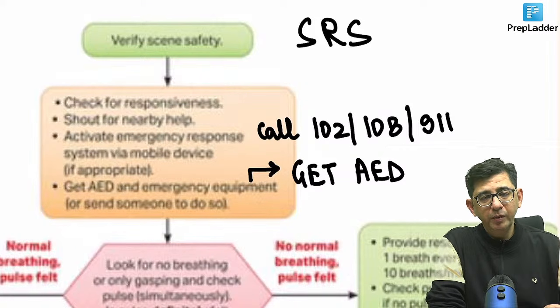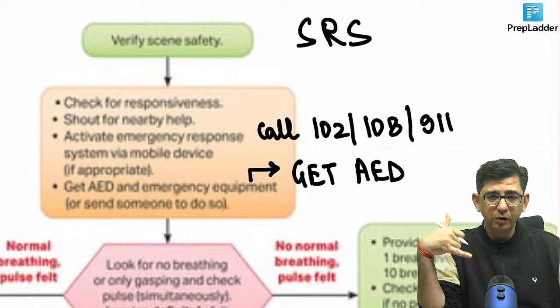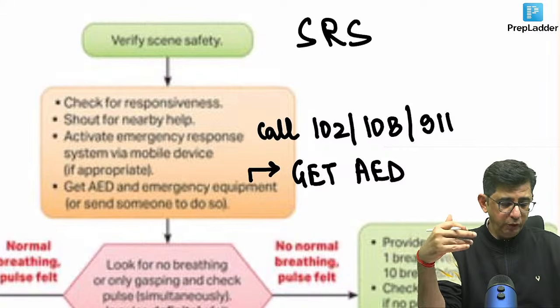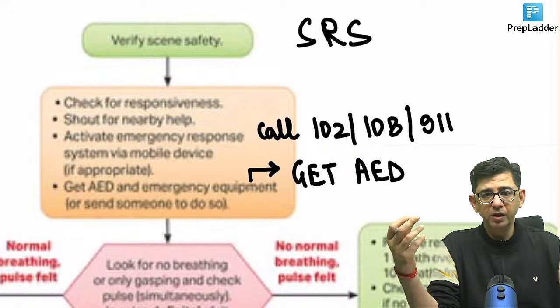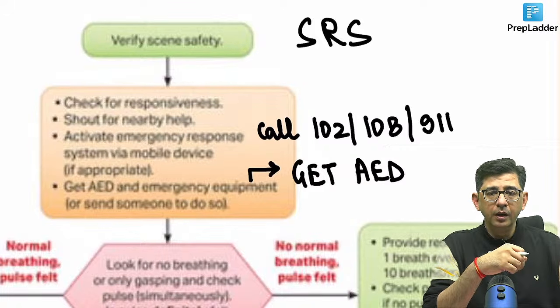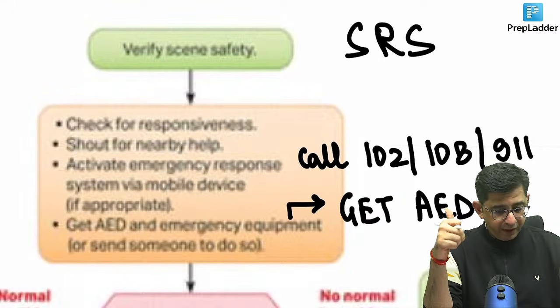Now everybody comment in the chat box, what would you do yourself? You were talking to somebody to get the AED machine, and you were also asking them to call a helpline number to get the ambulance. Would you first check for pulse or would you look first for breathing? Quick answers please. Waiting for your answers with respect to what you check first.